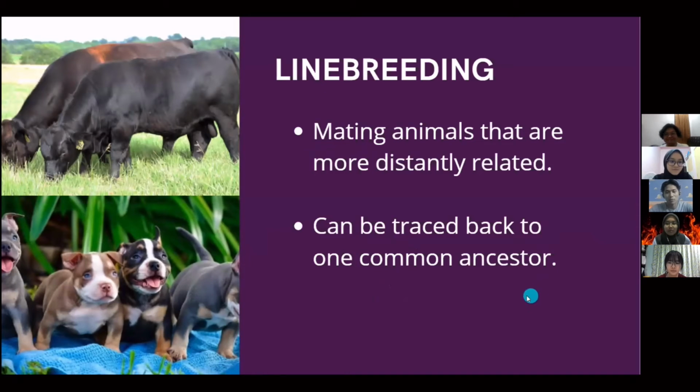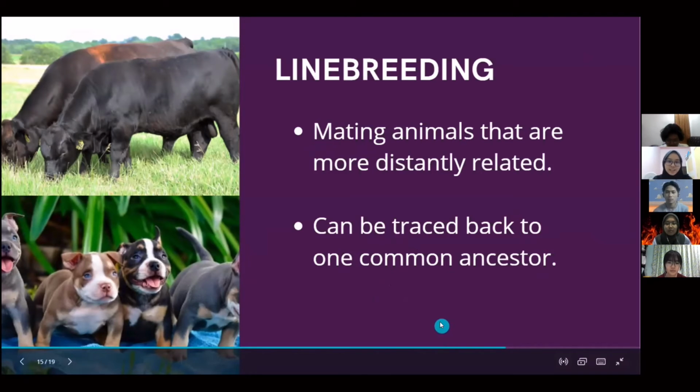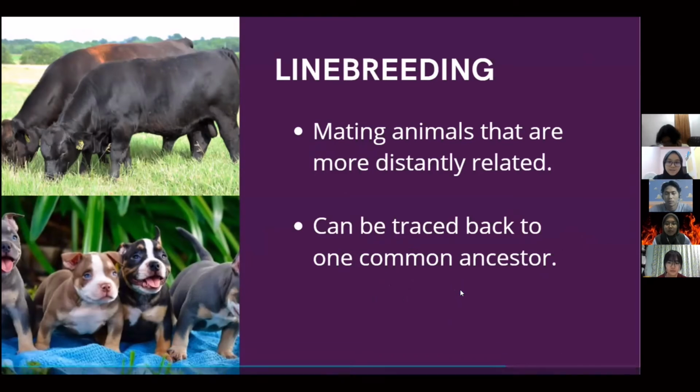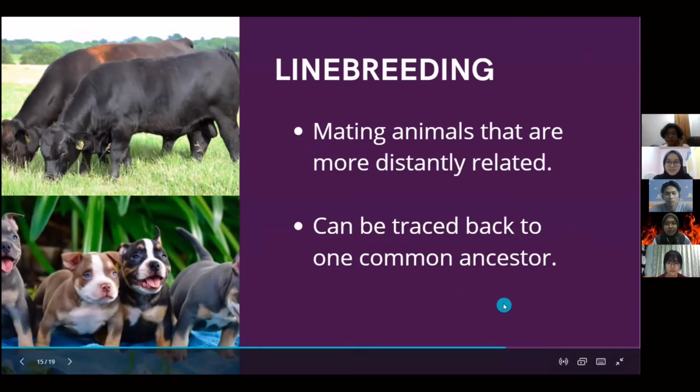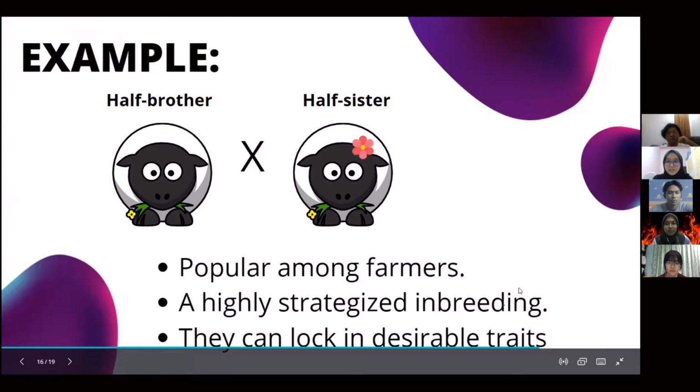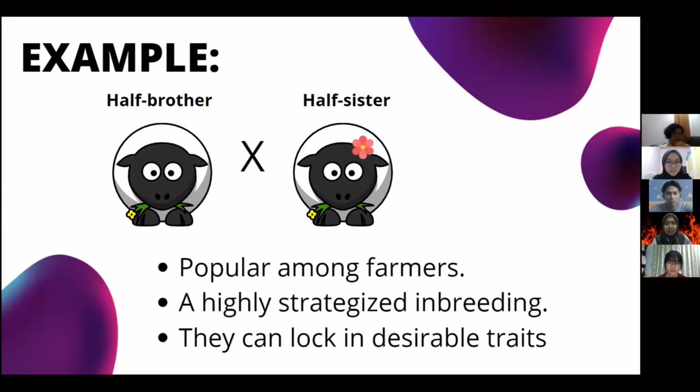Let's continue with line breeding. Okay, I will explain about line breeding. So line breeding is the mating of animals that are more distantly related. So it can be traced back to one common ancestor. Unlike what was explained before, this breeding has only one common ancestor. For example, half brother and half sister.